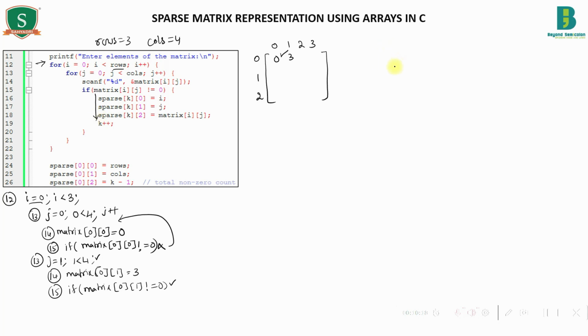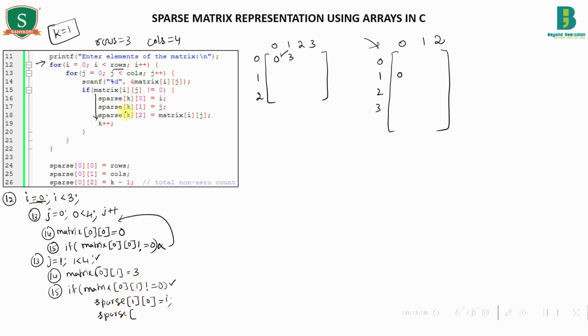Here we will have a separate matrix for the sparse matrix. 0, 1, 2, so 3 columns will be there. The number of rows will be based on how many non-zero elements are there in the original matrix. Since the condition is true, observe the core logic here: sparse of k. If you remember from the previous slide, I mentioned k is equal to 1. Sparse of k comma 0 is equal to i. The i value is 0. Then sparse of k comma 1.